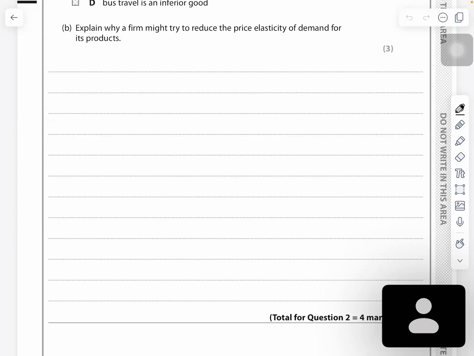Price elasticity of demand is the degree of responsiveness of demand due to a change in price. A firm may try to reduce the elasticity for its product because if the elasticity goes down and it becomes inelastic, then the firm can charge higher prices and demand will only move slightly as it's inelastic, which leads to a high revenue for the firm. And demand will only contract slightly. Yeah, I think that is correct.